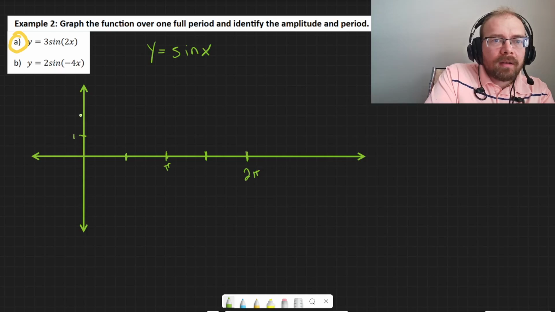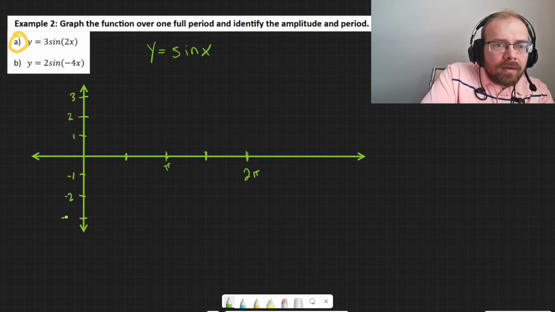So 1, 2, 3, and then down here, negative 1, negative 2, negative 3.